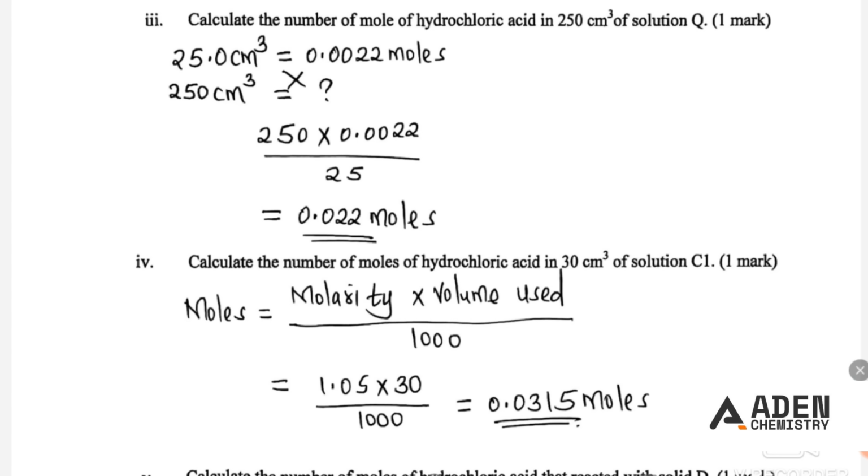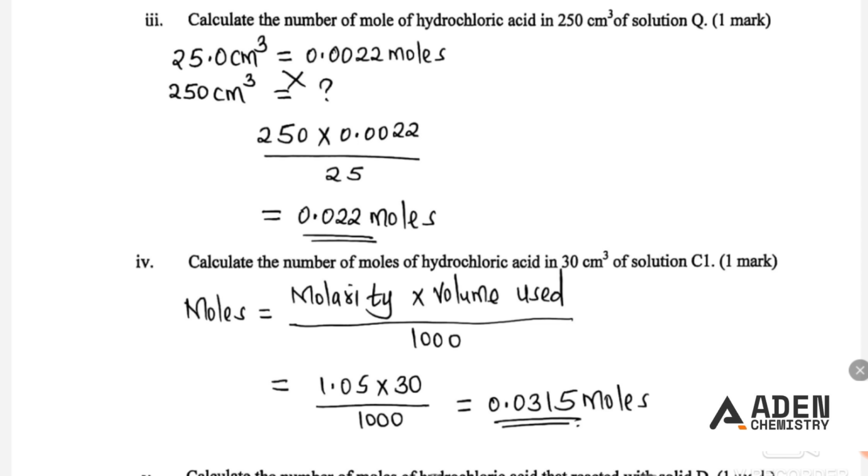Next, let's proceed to Roman 3. We are told calculate the number of moles of hydrochloric acid in 250 centimeter cube of solution Q. Remember, previously in Roman 2, we found the number of moles of solution Q in 25 centimeter cube. So 25 centimeter cube is equal to 0.0022 moles. What about 250? We are going to cross multiply. So we are going to have 250 multiplied by 0.0022 divided by 25. What we are going to get will be 0.022 moles.